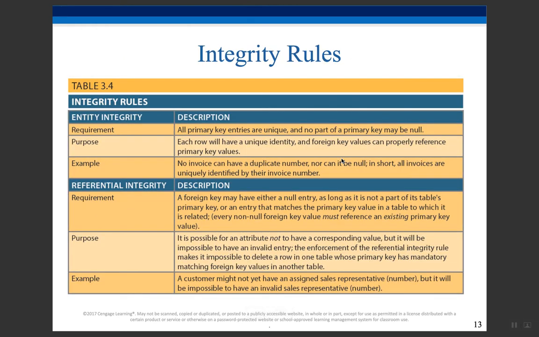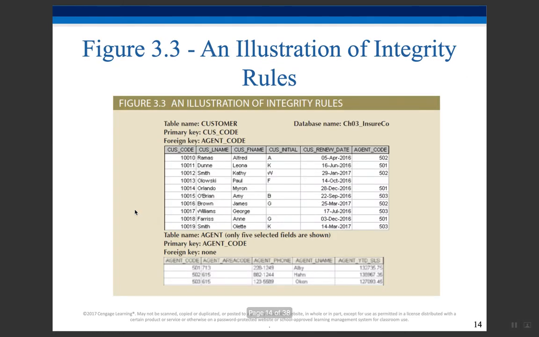Some of the different types of integrity rules, I'm not going to go into massive detail on this. We talked about entity integrity, which means every row has a unique value in it. Referential integrity means the keys between the two tables, the foreign key and the primary key, match up correctly. Just an example of the different integrity rules.